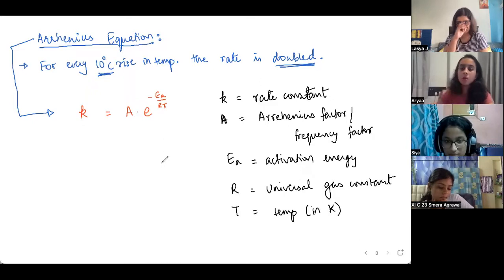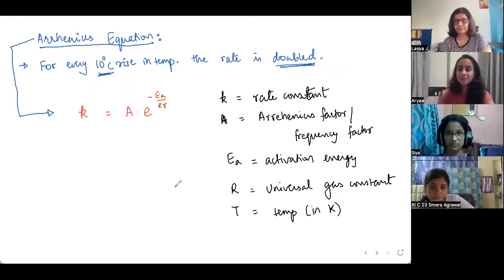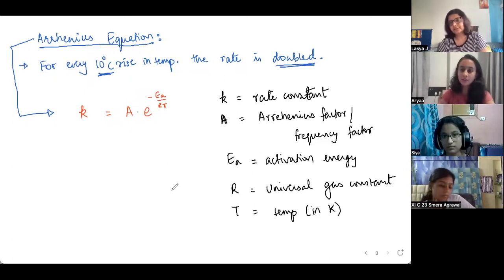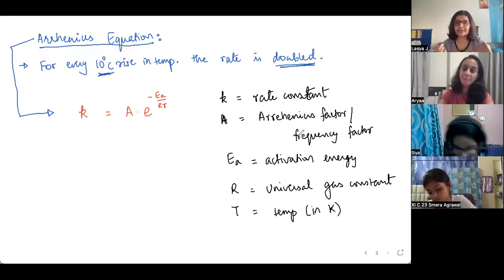What is the Arrhenius factor? Is it one constant, or will they give it in the question? No, it is a constant. It's not a universal constant. It's constant for a particular reacting species, for a particular reaction. And it relates to the frequency of collisions that occur.